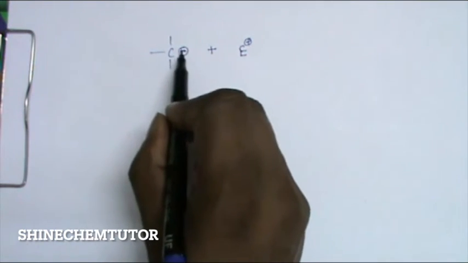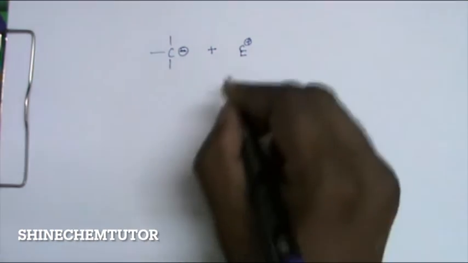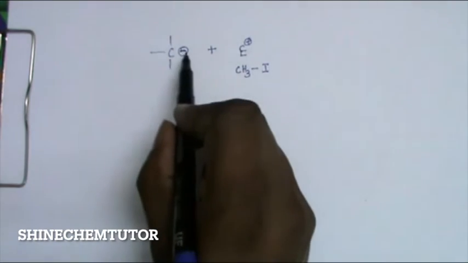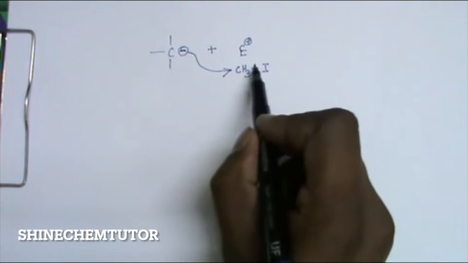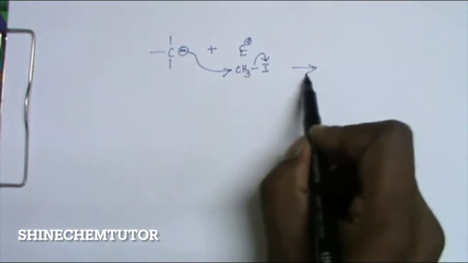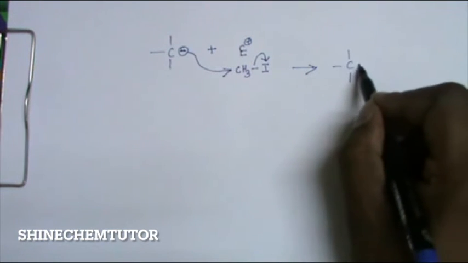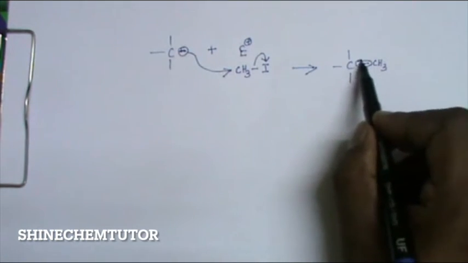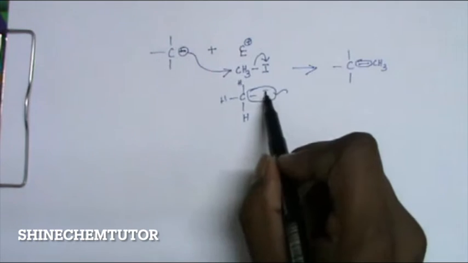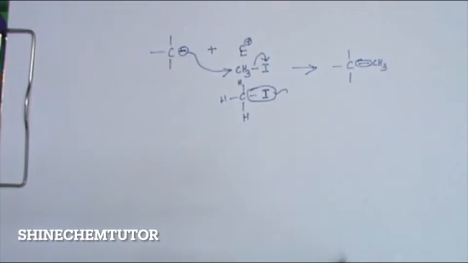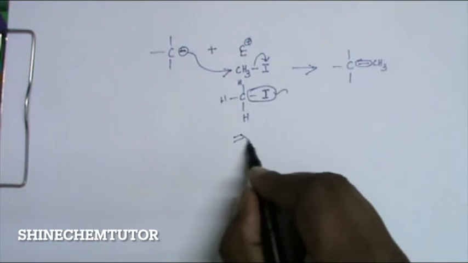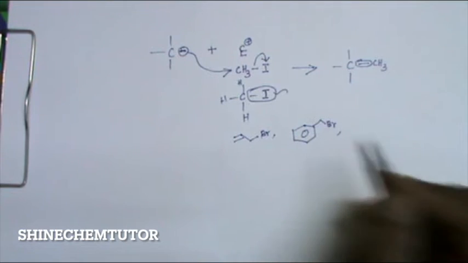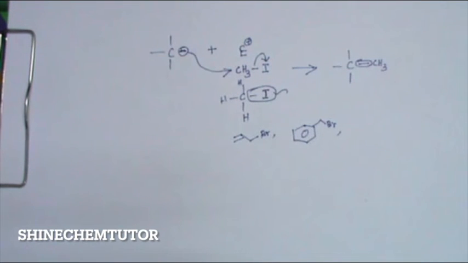The minus charge is used to make a bond. For example, I go for methyl iodide. This minus charge attacks here. Iodine is the leaving group. What we get is this one. This minus charge is here. In iodomethane, iodine is displaced with the carbanion. Not only this, you can even go for allyl bromide or benzyl bromide. We have so many alkyl halides like this.